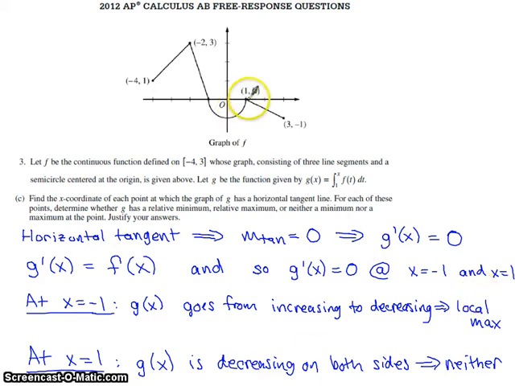And then at this other critical number, at 1, the value of g prime is negative to the left, and it's also negative to the right. So even though our graph does have a horizontal tangent at x equals 1, we have neither a local max nor a local min there, because we don't change from increasing to decreasing or from decreasing to increasing.